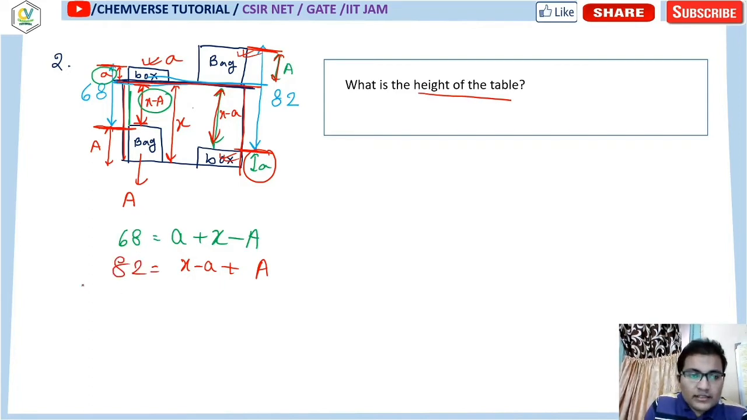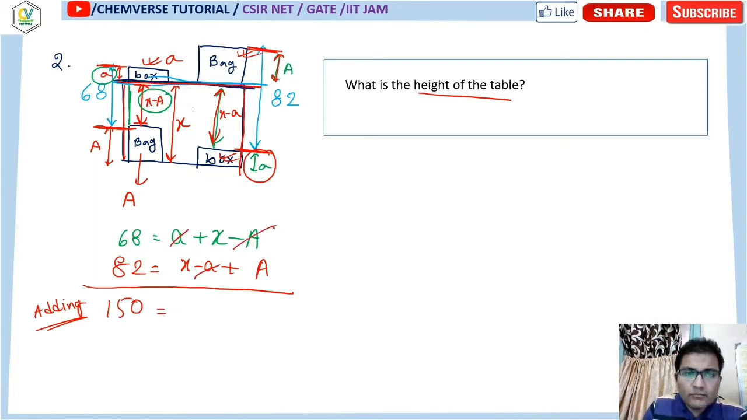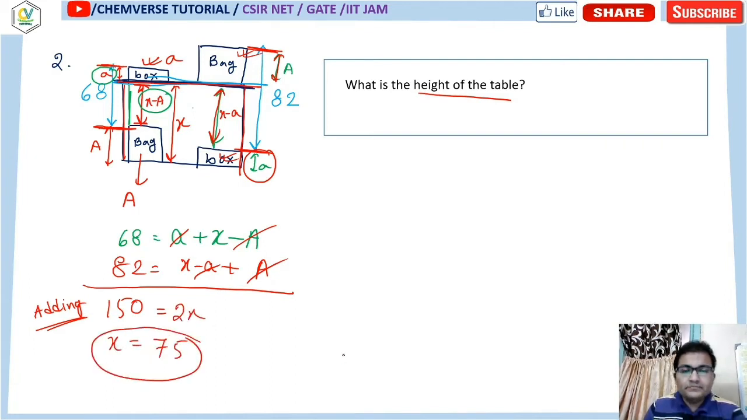Now from these two equations you can easily say that I am going to add them. So if I add these two, you will get 150 over here, and a minus a cancel out, minus A plus A cancel out, so 2x. So x has a value of 75, and this will be your answer. I think the unit was meter, so it will be 75 meter. Okay, let's move on to our next question.